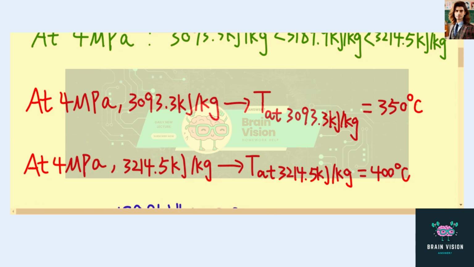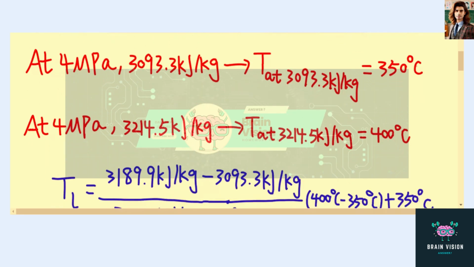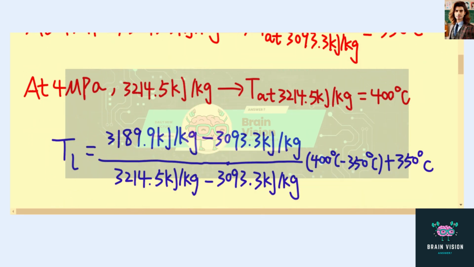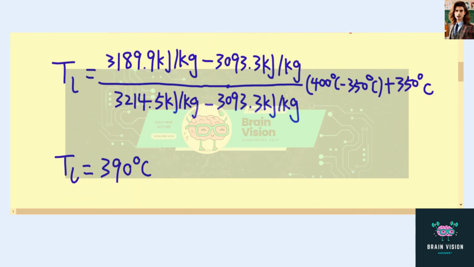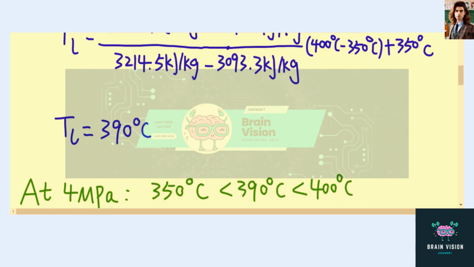So now we can use interpolation to determine the temperature of the supply line. Okay. So therefore, we have the temperature of the steam in the supply line is eventually equal to 390 degrees Celsius. So now we know the temperature of the supply line.